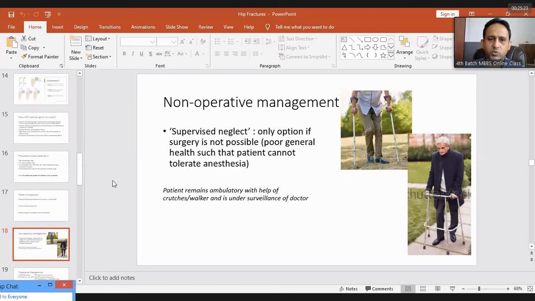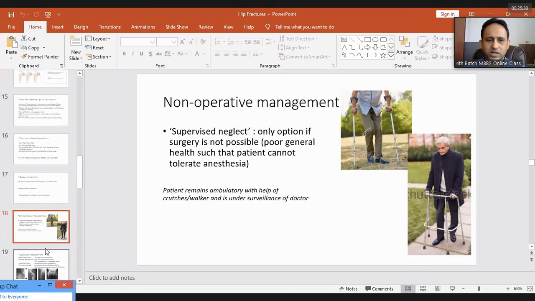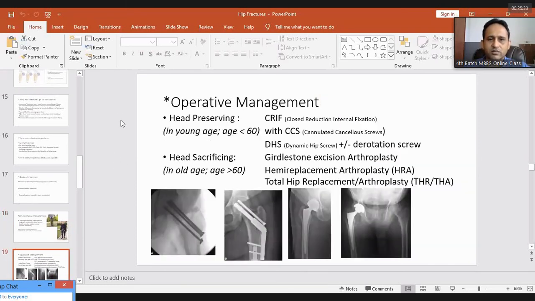And so this is called supervised neglect. So you know that it is not going to heal, but then you still are mobilizing the patient. So this is quite rarely done, only in very few patients.